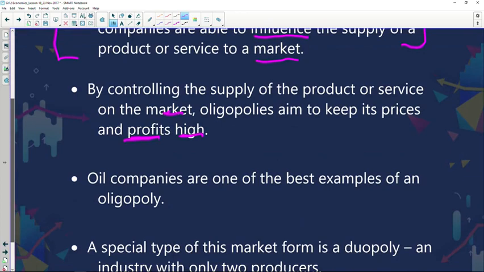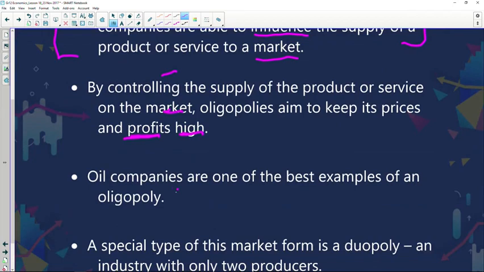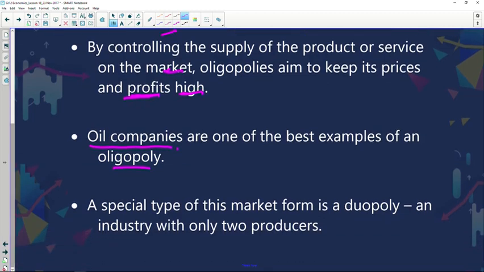Like I said earlier on, oil companies, I'm just going to pull my screen up, there we are. Oil companies are one of the best examples of an oligopoly, because we know that in the oil sector or industry, there is a small number of large companies that dominate that market space. So they do make quite a good example of what an oligopoly is going to look like. So oil companies are part of this market.